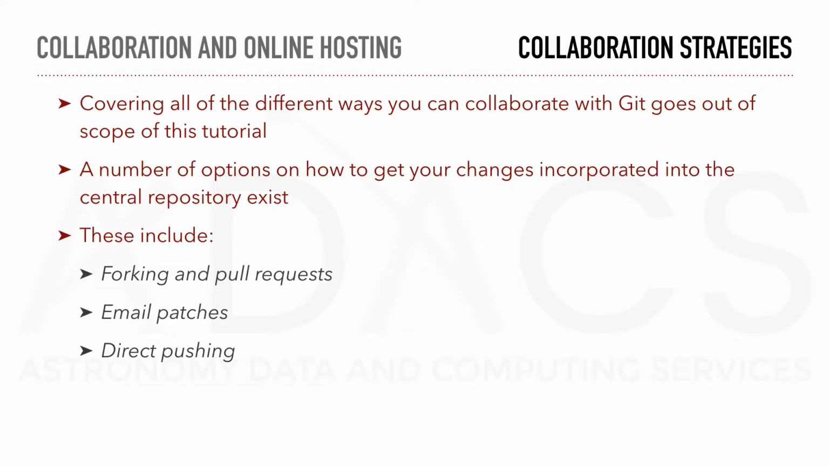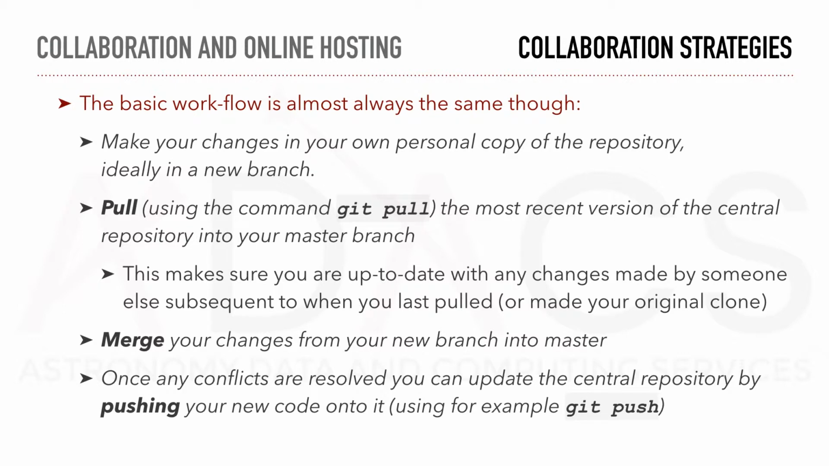Covering all the different ways you can collaborate with Git goes out of the scope of this tutorial. A number of options on how to get your changes incorporated into a central repository exist. These include forking and pull requests, email patches, and direct pushing. The basic workflow is almost always the same.